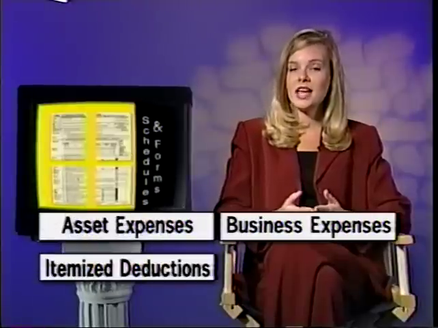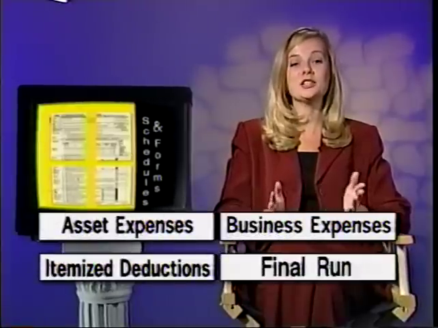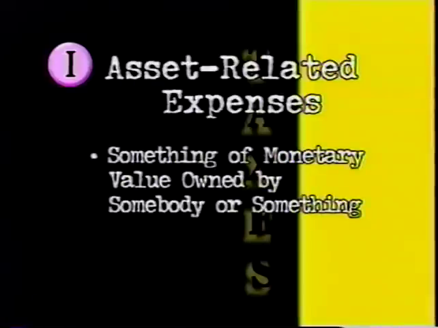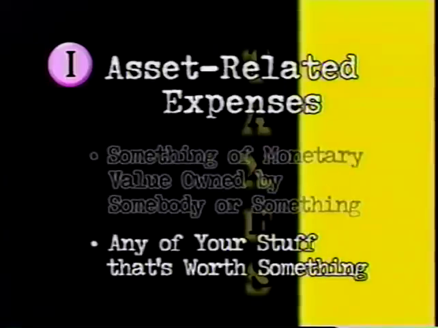For the purpose of our no-brainer, we'll divide the Henderson schedules and forms into 4 categories. 1, asset-related expenses. 2, Vicky's business expenses. 3, itemized deductions. And 4, the final run, which includes Form 1040. Now, let's look at number 1, asset-related expenses. What exactly are assets? Well, an asset is something of monetary value owned by somebody or something. Or, another way of looking at it, an asset is any of your stuff that's worth something.